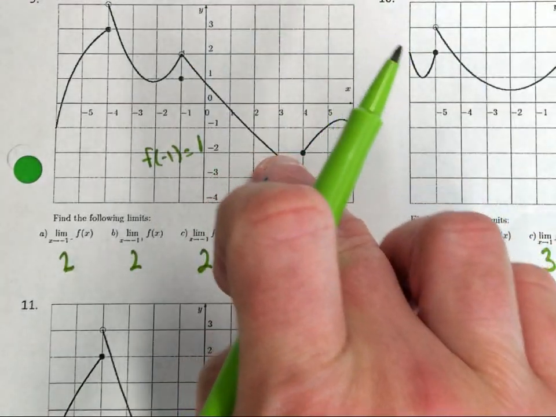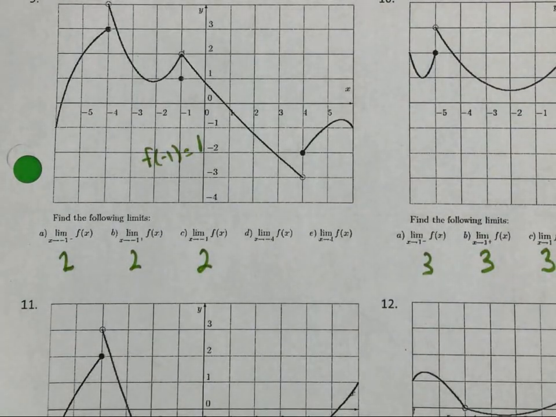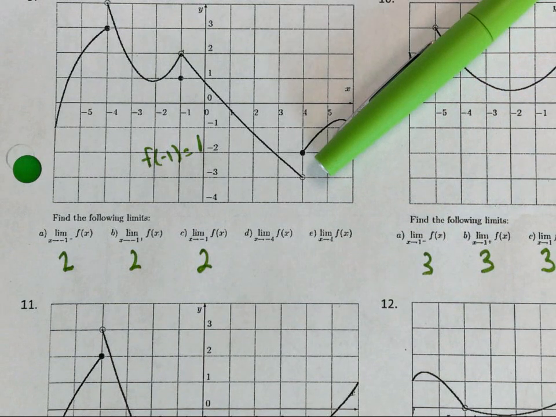So do 9, and since I did 9 with you, do 11 and 12. 9, 11, 12. It's just the pictures. D would be does not exist because it's approaching two different values. And then E would also be does not exist.